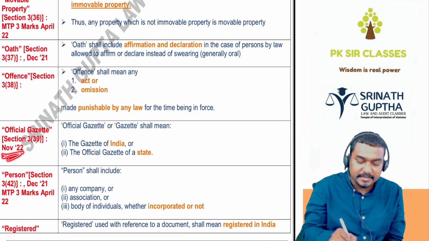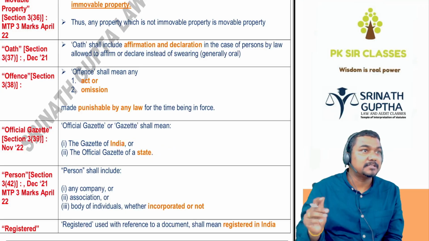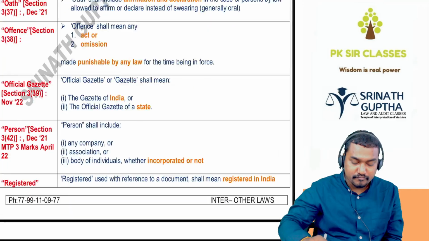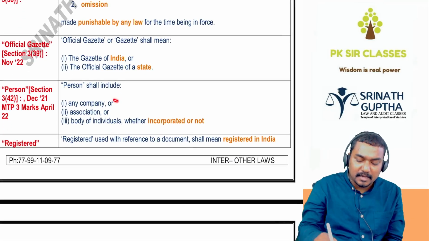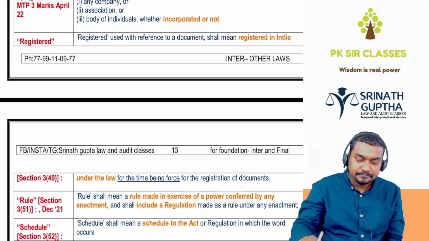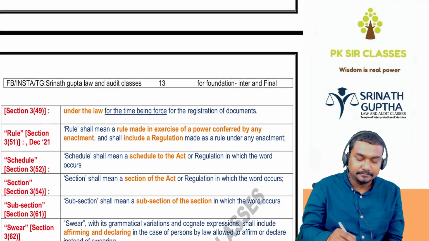Official gazette was asked once in the exam. Official gazette means Gazette of India or Gazette of the state. Gazette means official newspaper of the Parliament, official newspaper of the Assembly. Person was asked in the exam twice. Person includes a company, association, BOI, registered or not. Registered means registered in India.